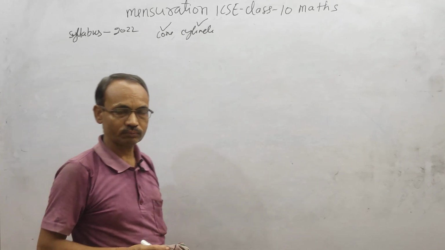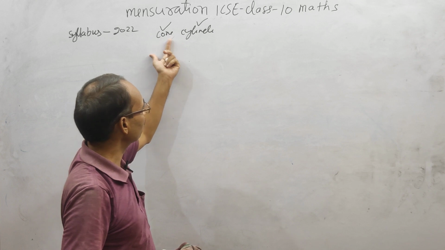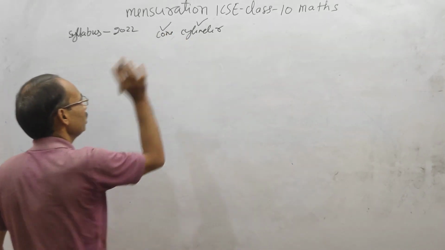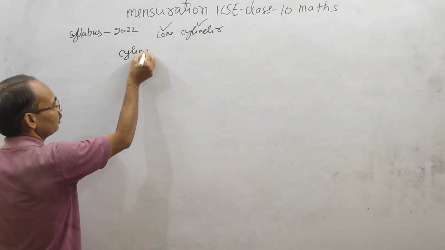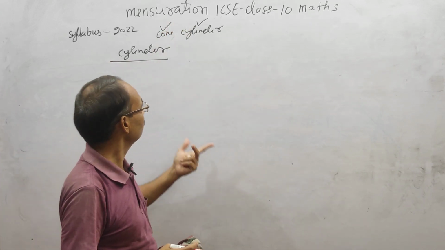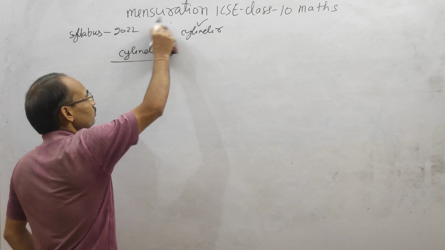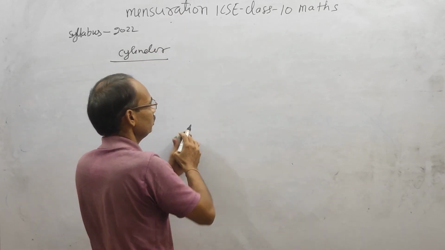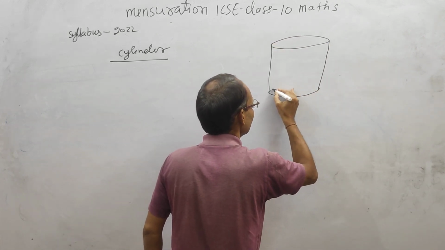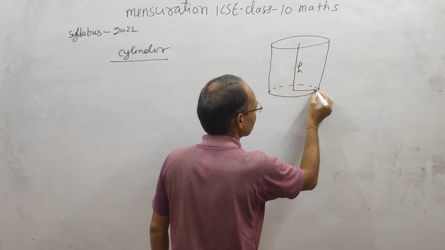It is a long chapter and it needs two videos, one separate video for cone and one for cylinder. So today we take the topic of only cylinder, and in our next video, mensuration part 2, we will discuss cone. Today we only discuss the cylinder. You know the cylinder is this design, this is the cylinder and this is the height of the cylinder, this is the radius of the cylinder.